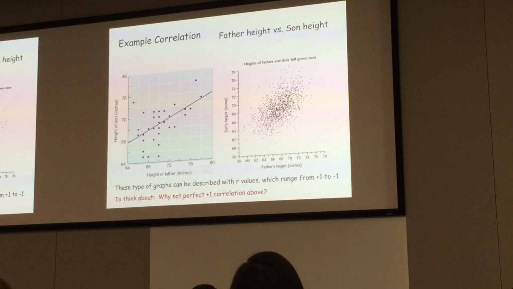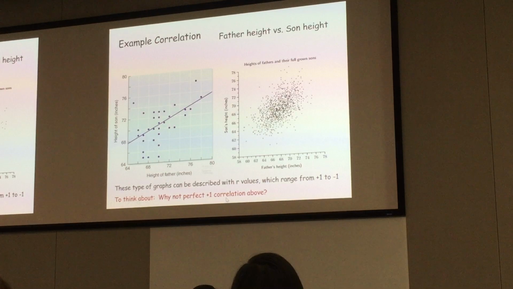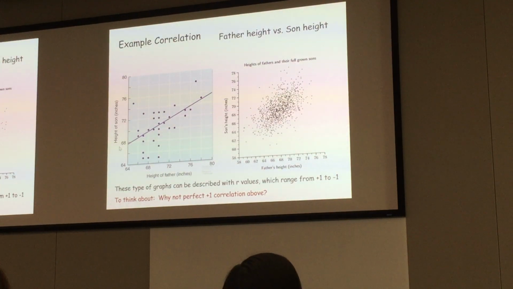So something we could think about: why isn't it a +1, kind of perfect, correlation? That's a reasonable question. Why isn't every point that we see here on a line, so that for any given height here we see an exact corresponding increase in height for the offspring?